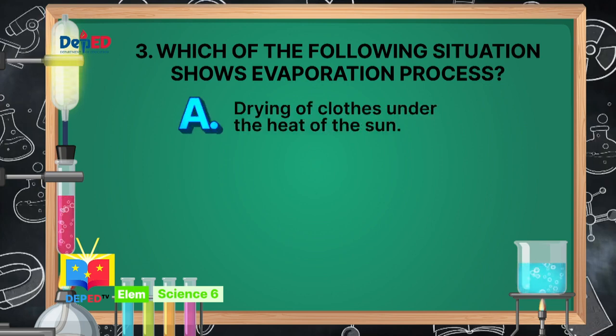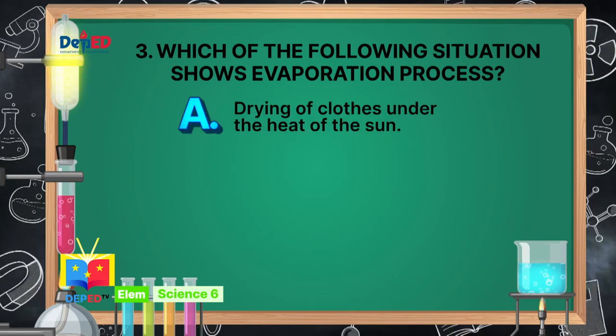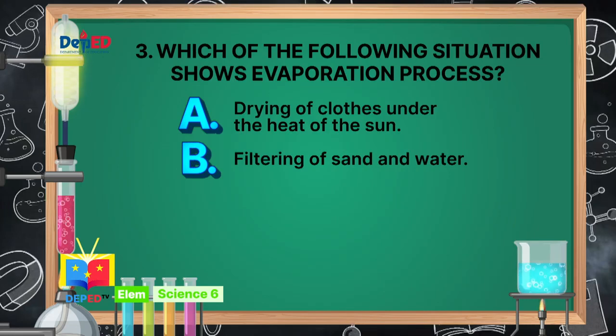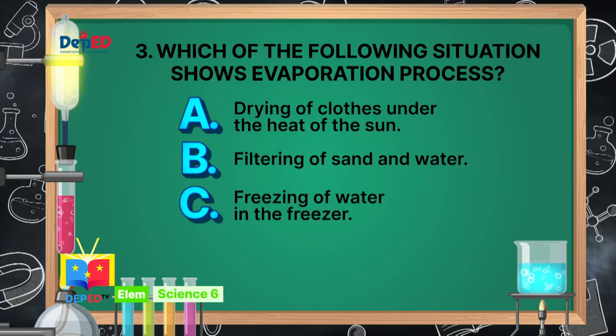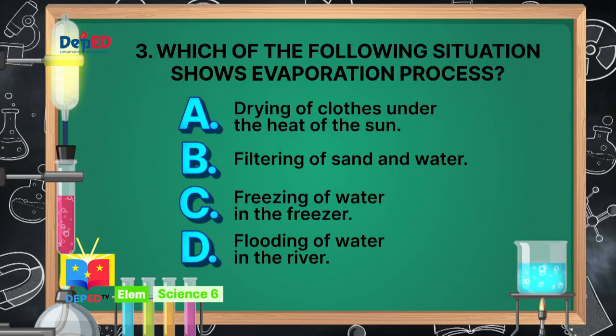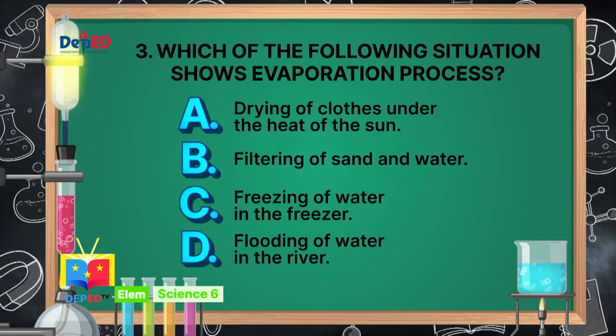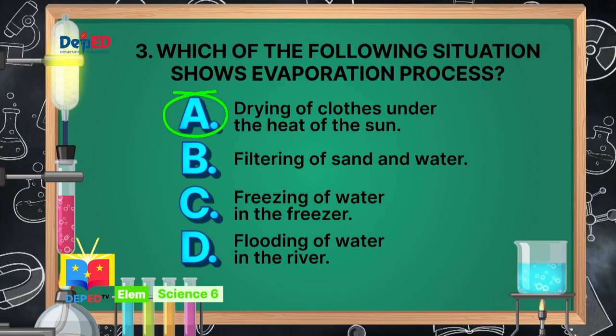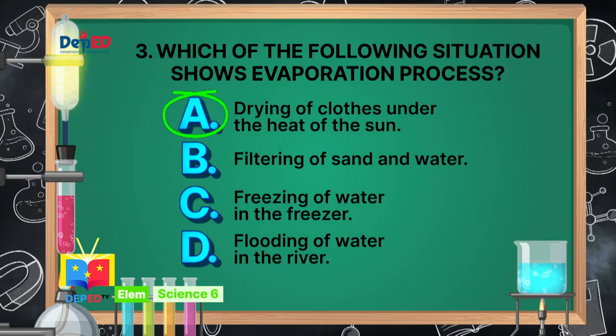A. Drying of clothes under the heat of the sun. B. Filtering of sand and water. C. Freezing of water in the freezer. Or D. Flooding of water in the river. The correct answer is A. Drying of clothes under the heat of the sun.